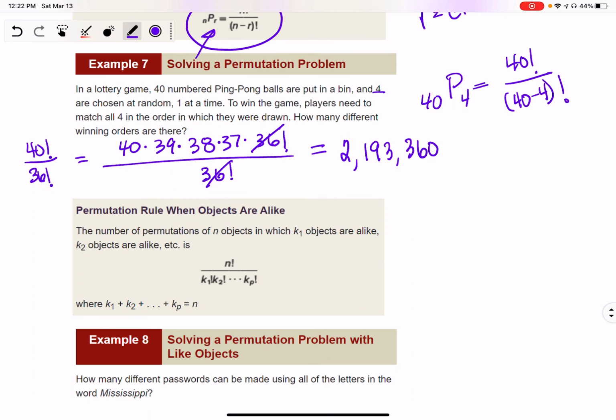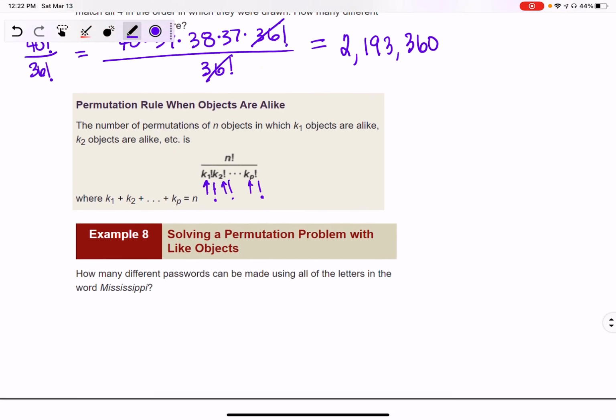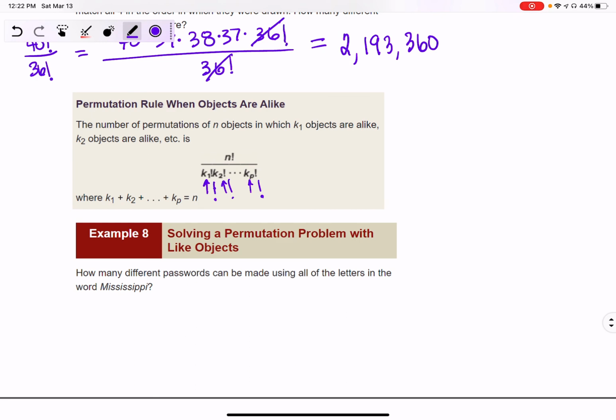So, all right, permutation rule when objects are alike. This is a little different. The number of permutations of n objects in which k1 objects are alike, k2 objects are alike, etc. is n factorial, and then we have each object, and then you can see the little factorial sign after that. Object factorial. Okay. So let's look at how we can use this in an example. How many different passwords can be made using all of the letters in the word Mississippi?